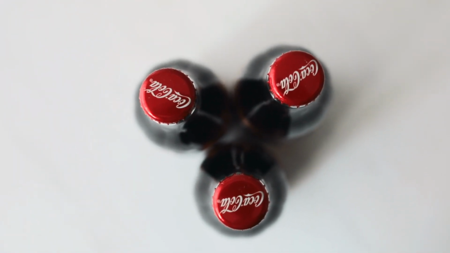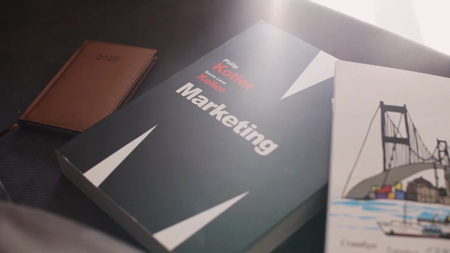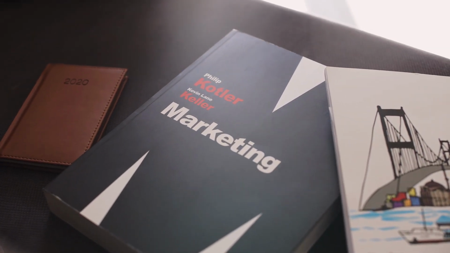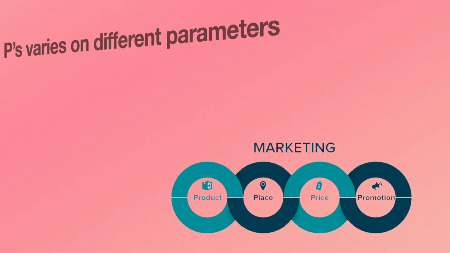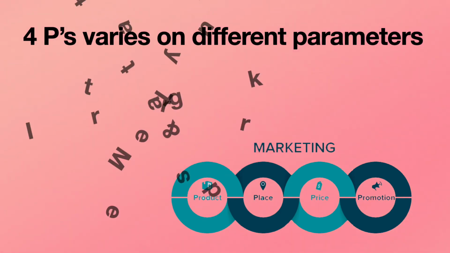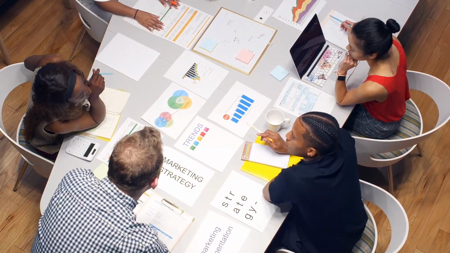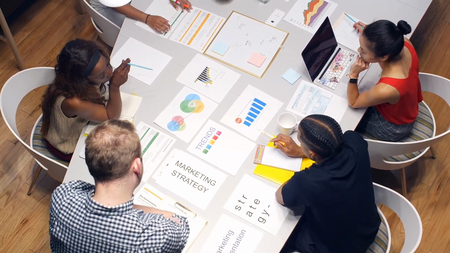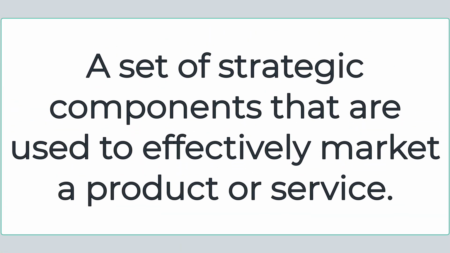These 4 P's work together to create a comprehensive marketing strategy, enabling companies to effectively position and promote their products or services in the marketplace. It is important to note that the 4 P's can vary depending on the industry, target market, and the specific marketing objective of each organization. So, in simple words, we can say that the 4 P's of marketing, also known as the marketing mix, are the set of strategic components that are used to effectively market a product or a service.